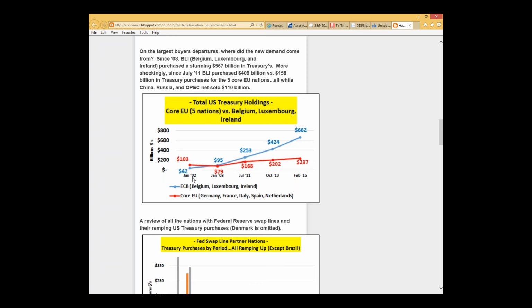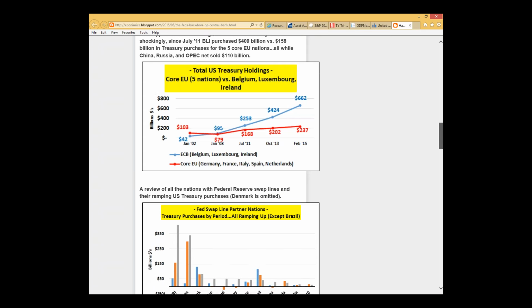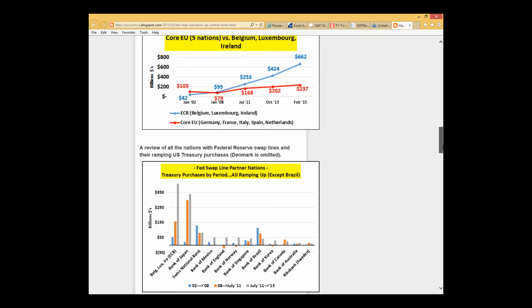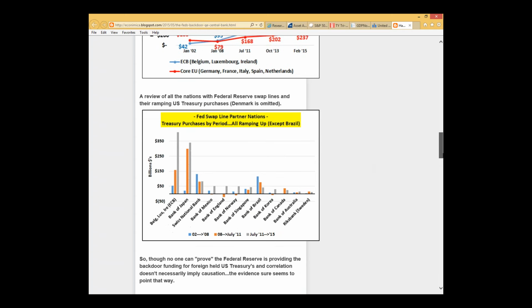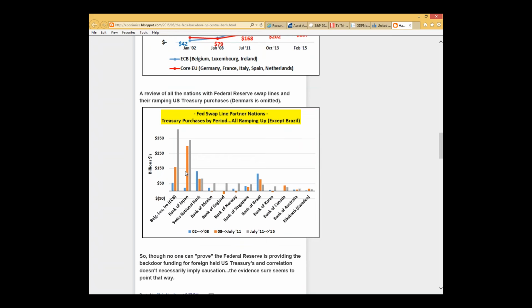So we see purchases from the countries of Belgium, Luxembourg, Ireland. And when I looked at these countries, they do have a trade surplus, but together it amounts to about $7 billion per month, and the U.S. is running a trade deficit of about $42 billion per month. So they're buying a lot more than any surplus they're generating from international trade. So the question is, how much longer can they keep that up?